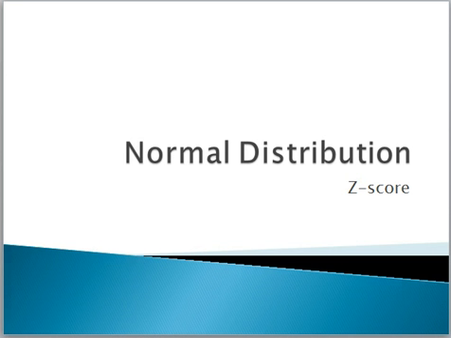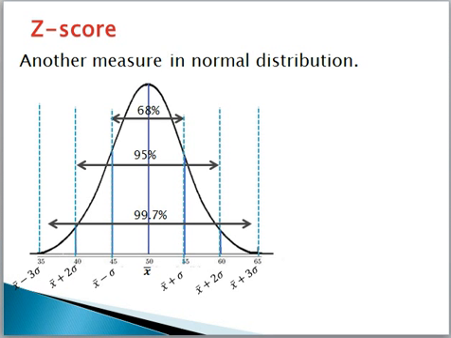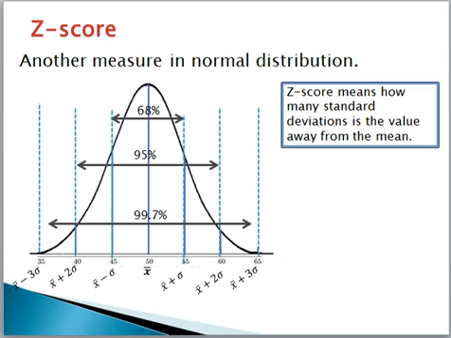One more video about the normal distribution. This time about the z-score and how we use it. Alright. It's another measure for normal distribution other than the 68, 95, 99.7 rule that we've used previously. Z-score means how many standard deviations the value is away from the mean.